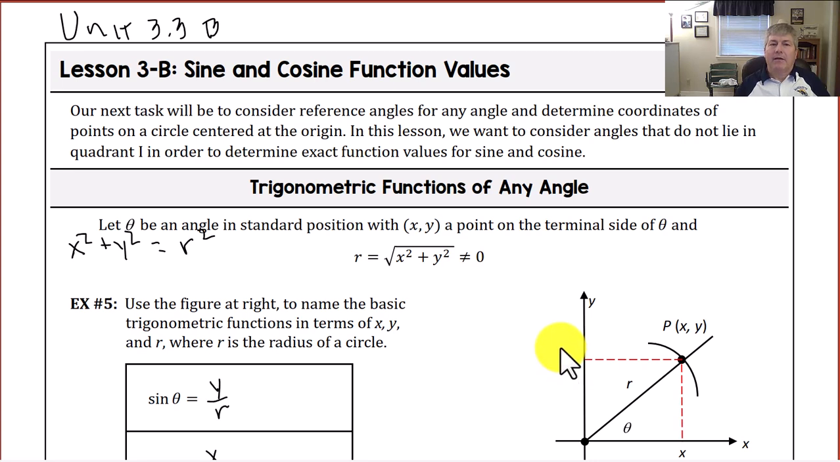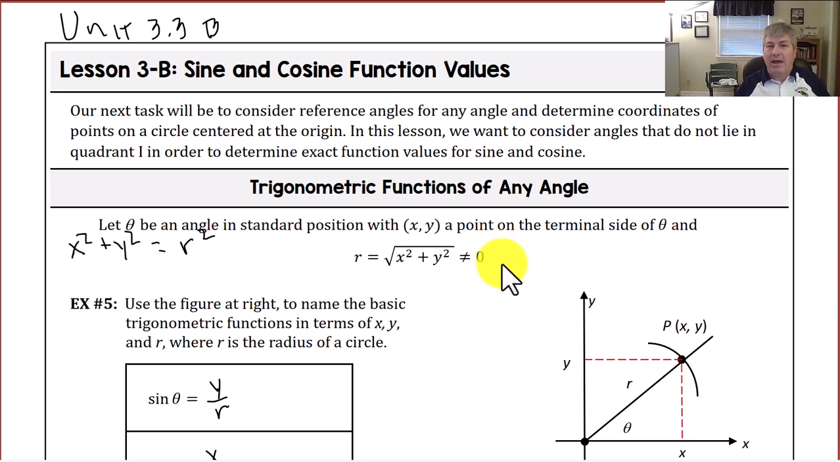Welcome back. The objectives of this video: we will be asked to consider reference angles for any angle and determine coordinates of points on a circle centered at the origin. In this lesson, we will also consider angles that do not lie in quadrant 1 in order to determine exact function values for sine and cosine.